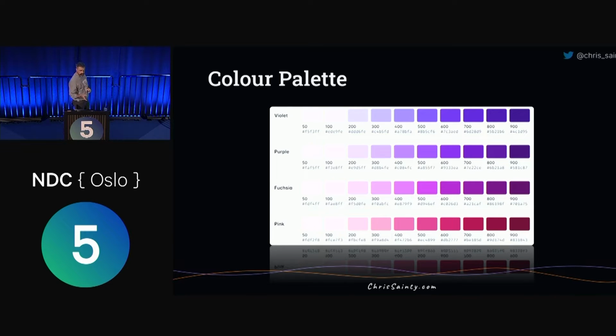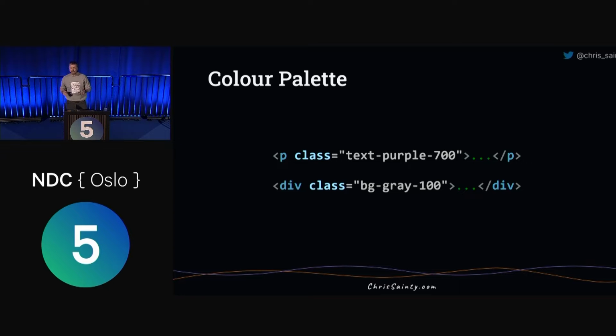So this color palette is taken by the JIT compiler, and a load of color-relevant utility classes are generated from it. So, for example, we saw this earlier with the text gray 800. So we could say the text color, and this is text purple 700 on a P tag. But we can do things like backgrounds as well. So BG gray 100 is background gray 100. Okay.